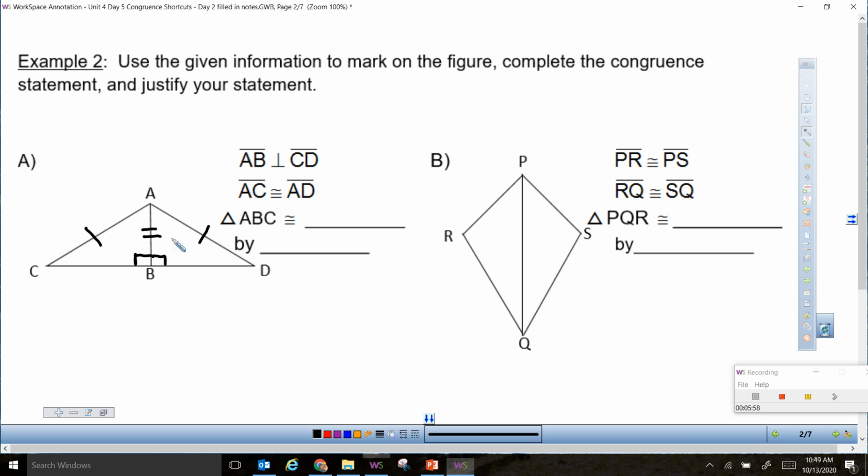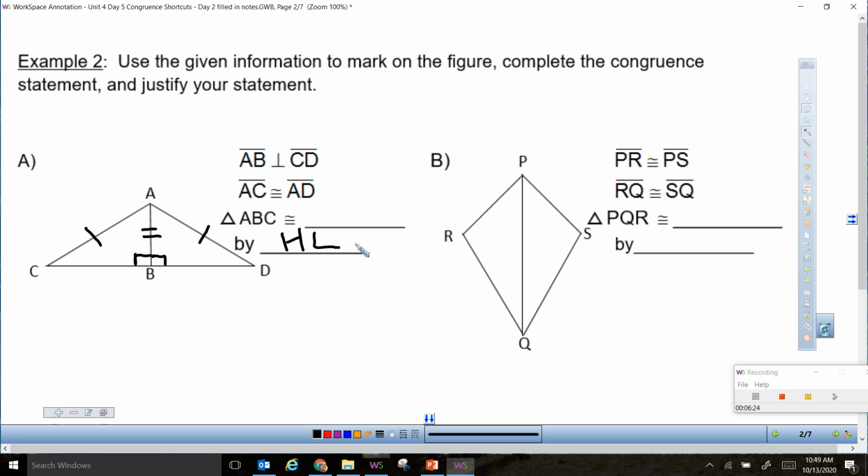Hypotenuse leg, HL. So do we have the hypotenuse marked as congruent? Do we have a leg marked as congruent? Yes. So these two triangles are congruent by hypotenuse leg. So state your postulate on the bottom.